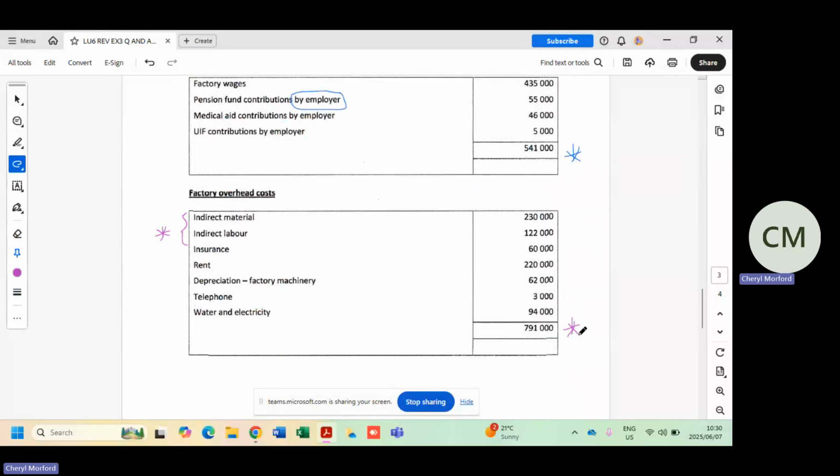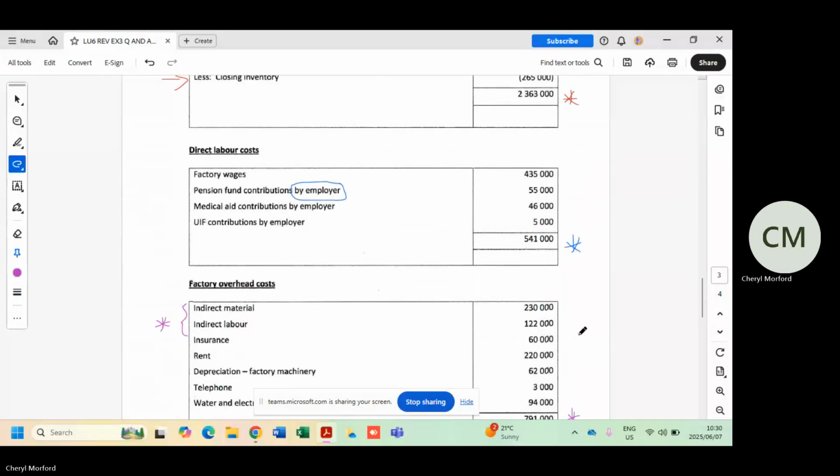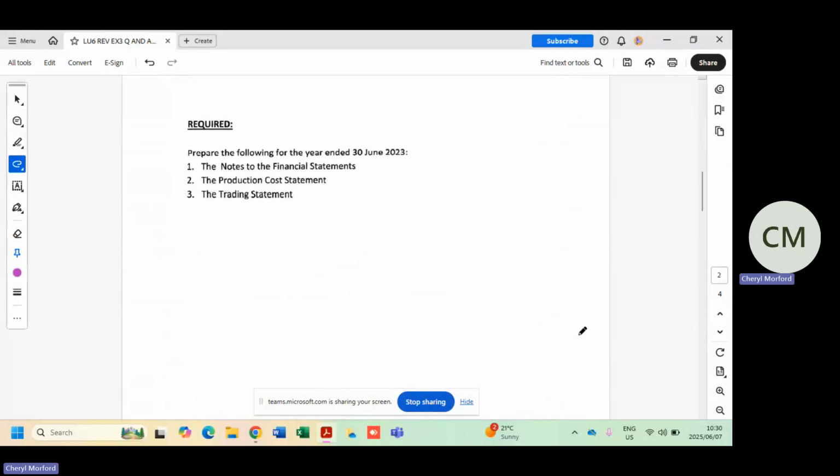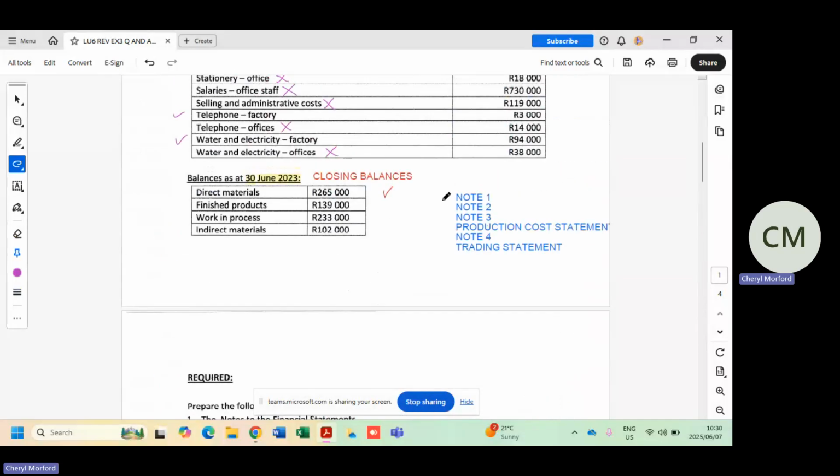Next up is the production cost statement. So let's make sure everybody is going with the flow here. Note 1, done. Note 2, done. Note 3, done. Okay. You can't do note 4 because you need to have the value from your production cost statement. So now we are going to include only the costs incurred during the production period. And which year is that? It's the 2023 period.